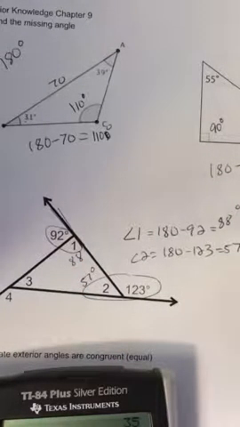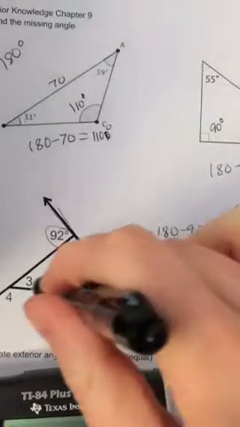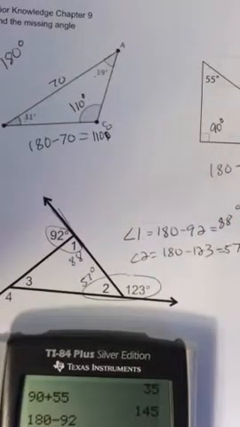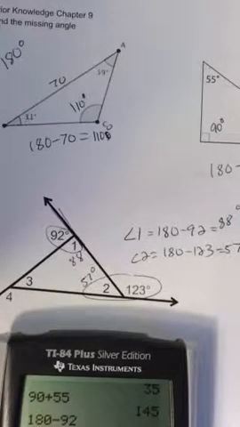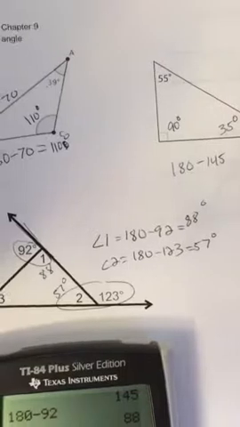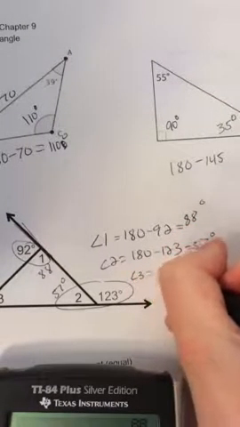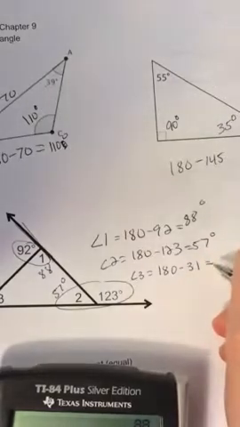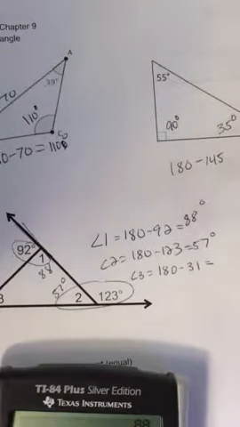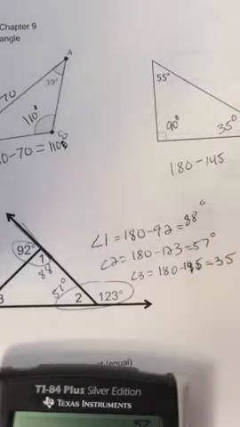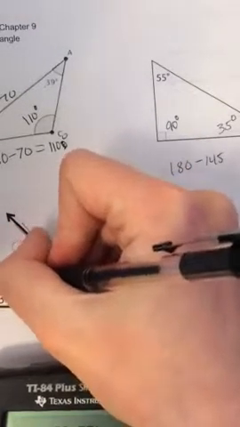Okay. Now, because I know that all three angles of a triangle add up to 180, I can add these two up and subtract from 180, right? So 180 minus 88 plus 57. It's going to be 35, so let me write this out for you. So angle 3 is equal to 180 minus, I'm sorry, 88 plus 57. 145, so 180 minus 145 equals 35 degrees, okay? So that's how I found angle 3.